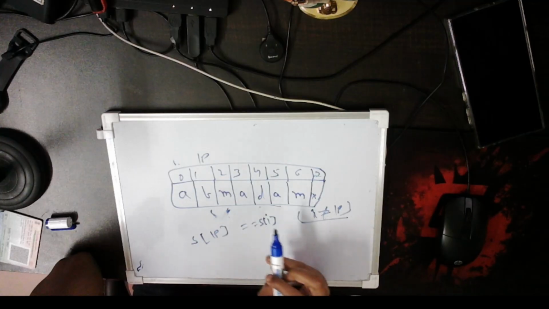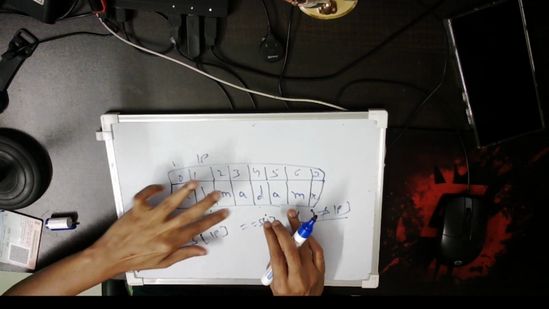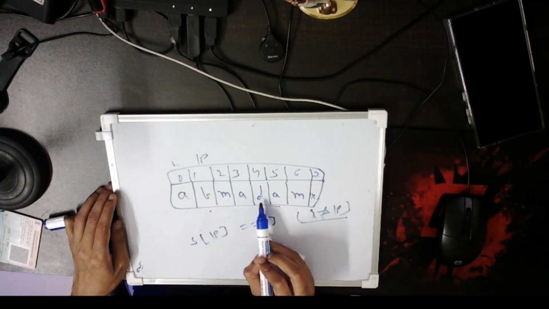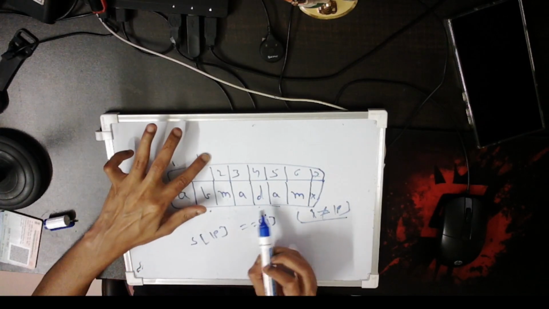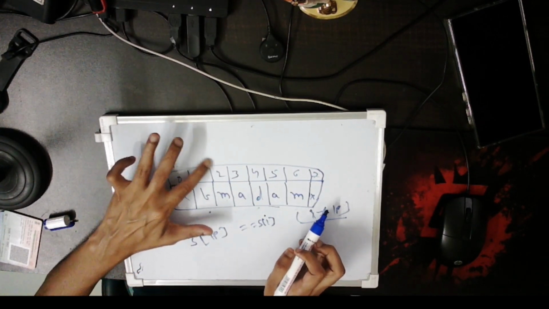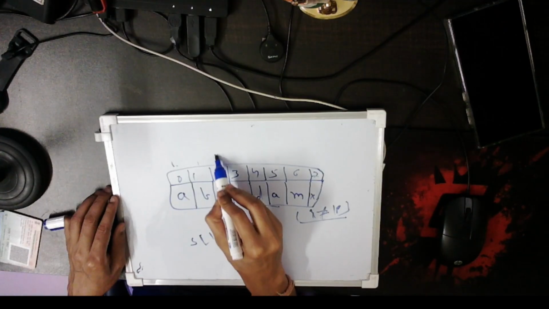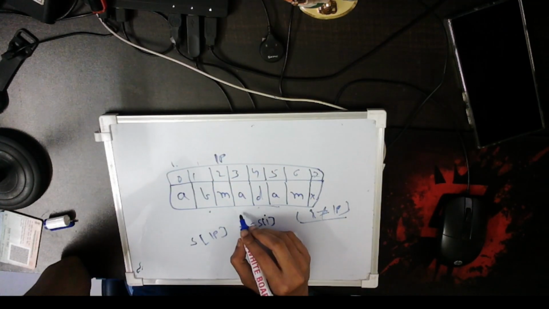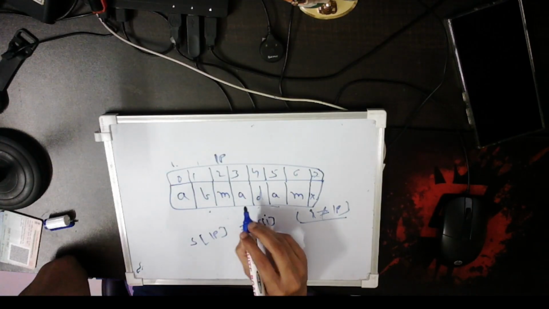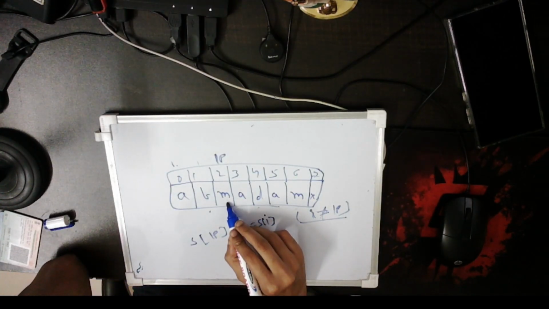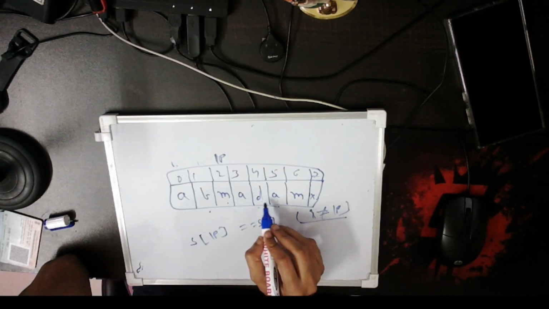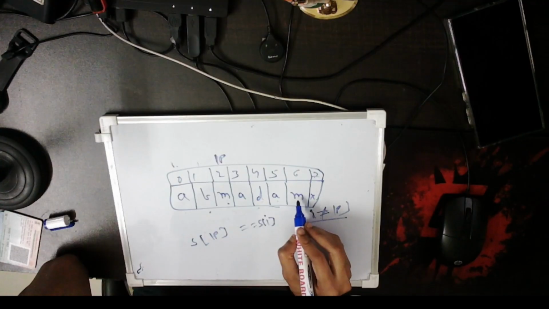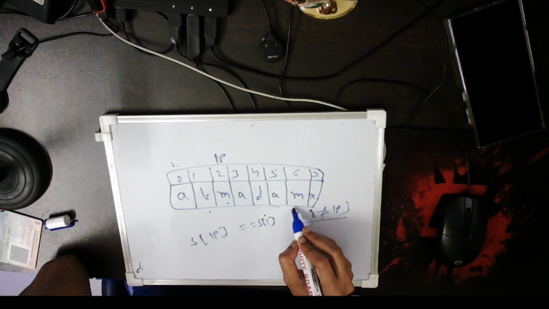If b equals a, no it's not. If b equals d, no it's not. Then we will iterate this, then we will loop this, and we will come here. So now our left pointer will point here, and I will be reinitialized to this position. So if a equals m, no it's not, if d equals m, no it's not, if a equals m, no it's not, if m equals m, yes, m equals m.